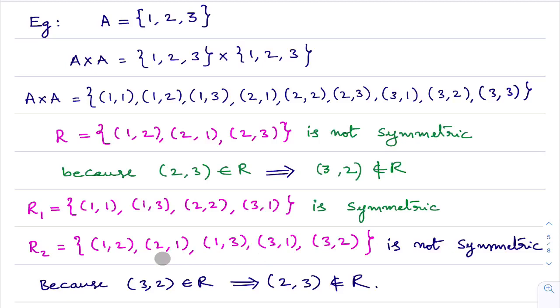How to check whether it is a relation on A or not? You check whether it is a subset of A cross A. If it is a subset of A cross A, then we say it is a relation on A. First it must be a relation on A, then we will check whether it is a symmetric relation or not.